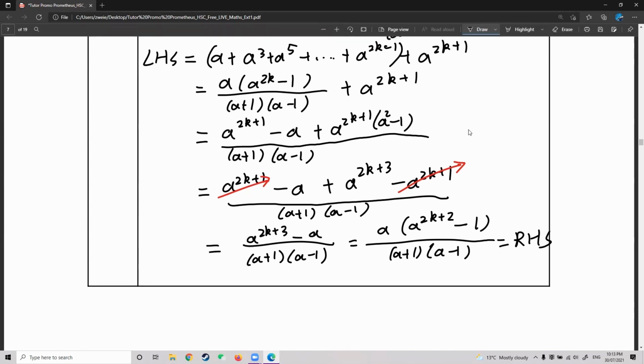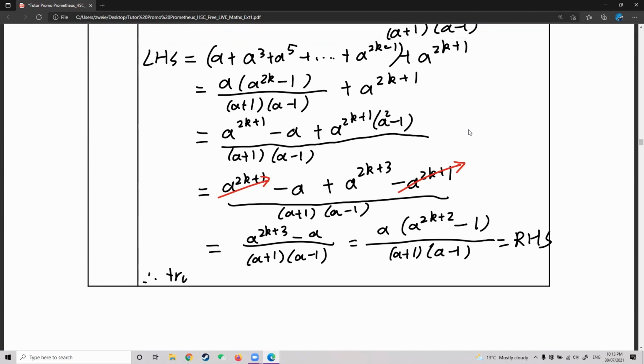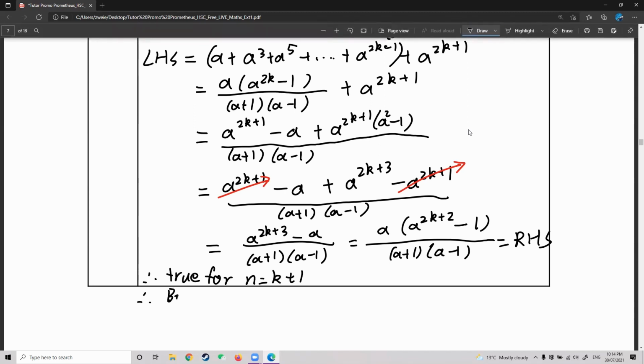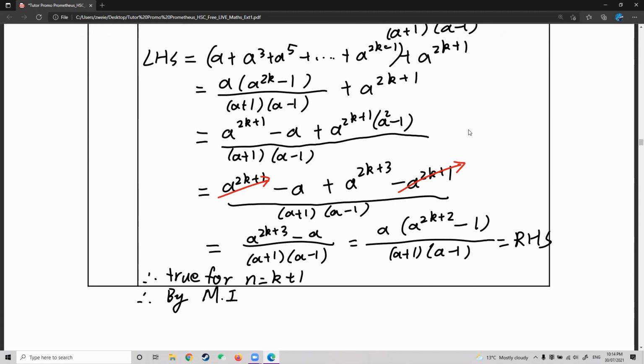And now you can say something: therefore, true for n equals to k plus 1, and therefore by mathematical induction, the statement is true for all n greater than or equal to 1.